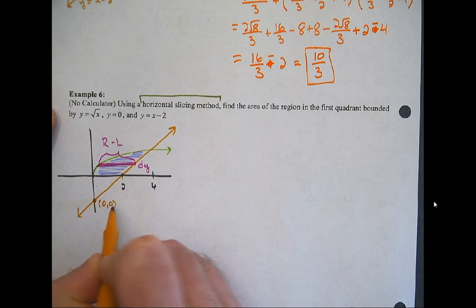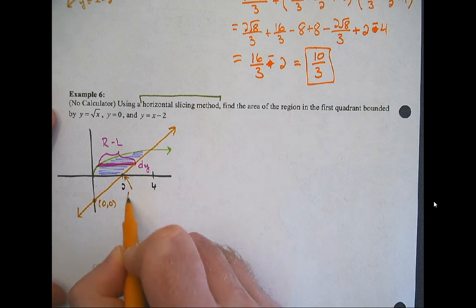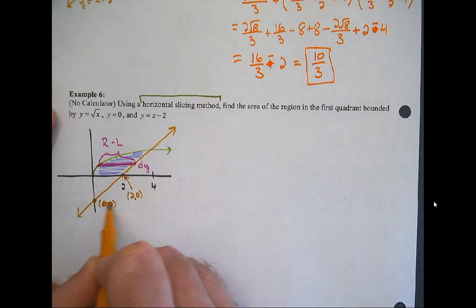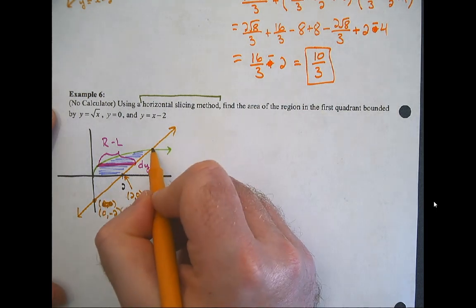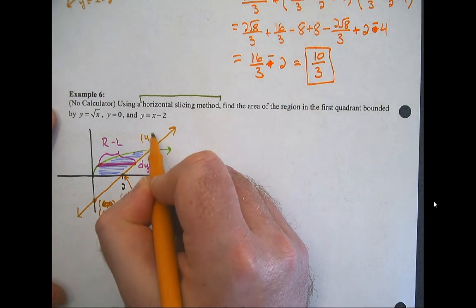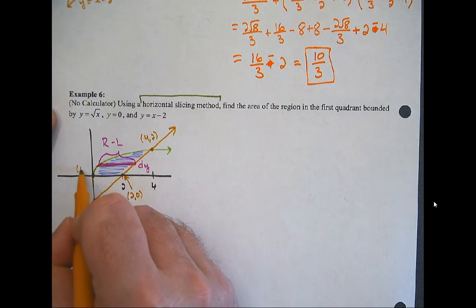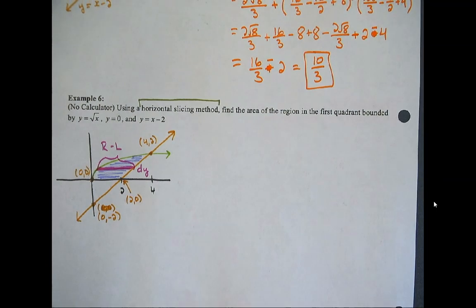This is (0, 0). This is (2, 0). My bad, this is (0, -2). This is (2, 0). This is (4, 2). And then this is (0, 0). So those are all kind of the important points that we might need. So let's integrate this.